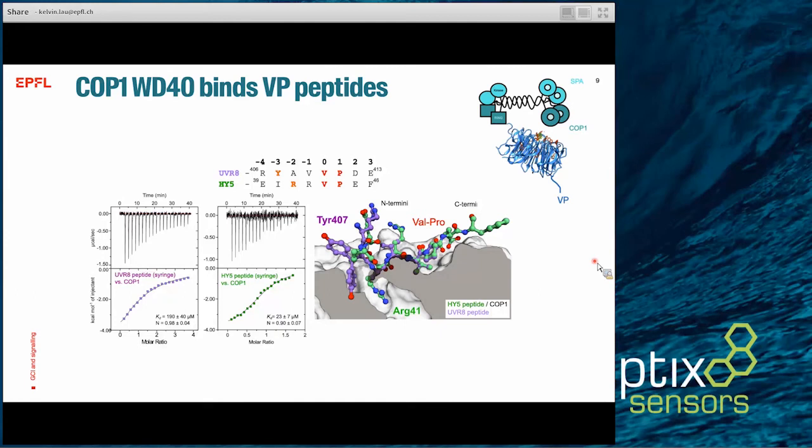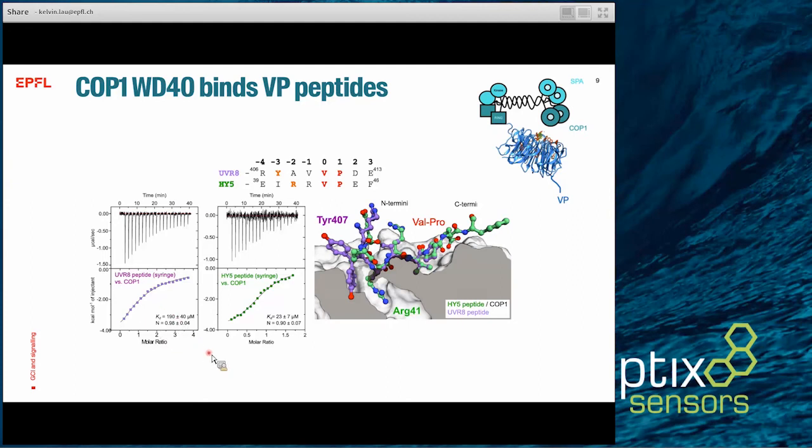We started with ITC because we were interested in the thermodynamics of the interaction, the delta H in particular, to see if different peptides perhaps have different energetics in how they bind. We can clearly see through ITC that these peptides from UVR8 and also other receptors or transcription factors can bind this COP1 domain with fairly low affinity, let's say.